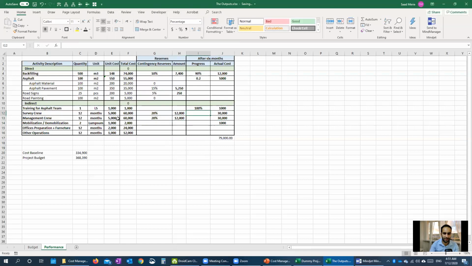Let's call this 50%. Sorry. And the mobilization is also 50%. Offices preparation and furniture is 50%, and then it is 6 multiplied by 2000. Other operation also, we can assume it is 50%, and then it is 6 multiplied by 1000. So this is the actual cost in the project, and the actual cost can be divided between indirect and direct.